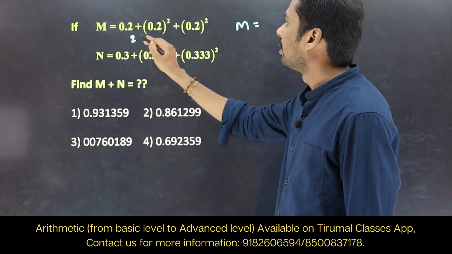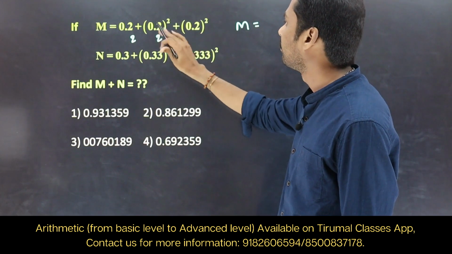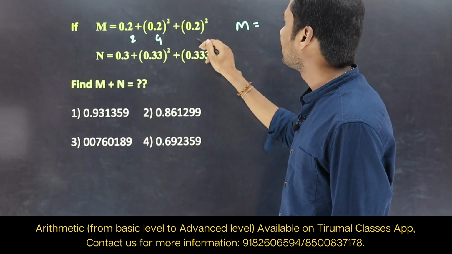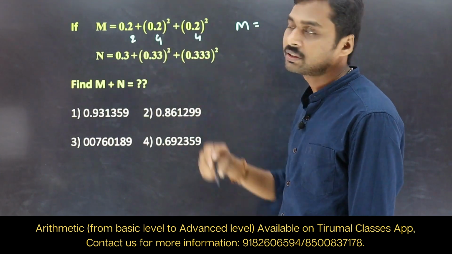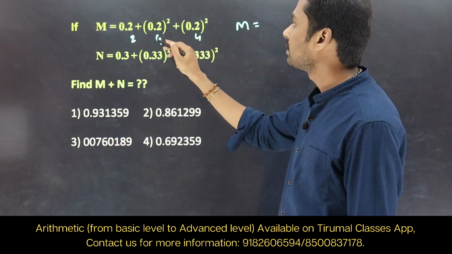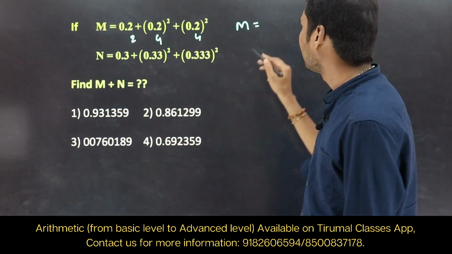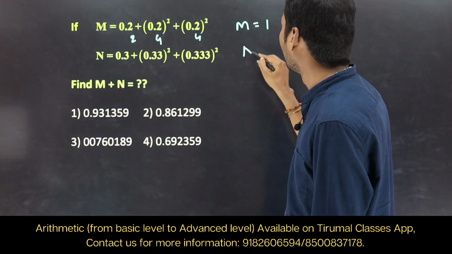0.2 means that 2 here. 2 square means that 4. 2 square means that 4. Okay. 4 plus 2 is what? So 4 plus 4 is 8. 8 plus 2 is what? 10. 10 means that the DS value of M is equal to 1.